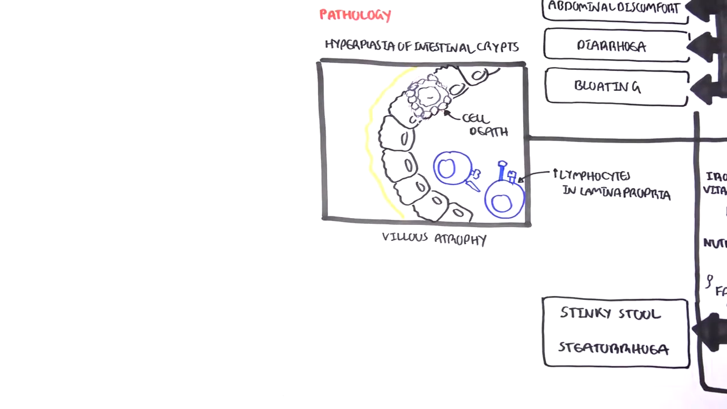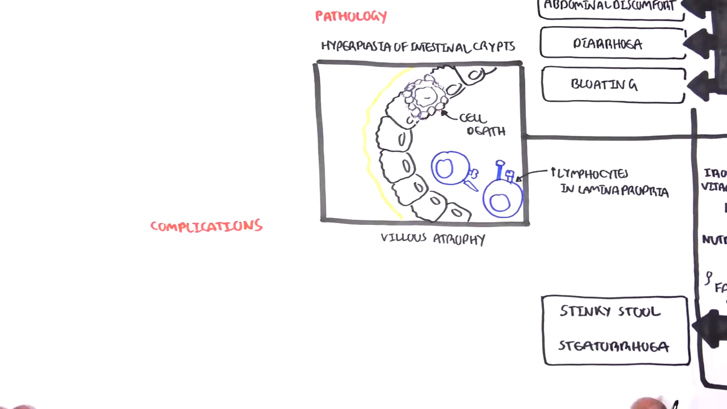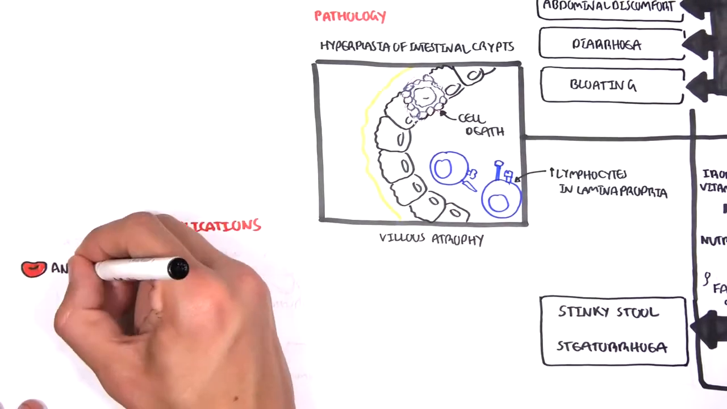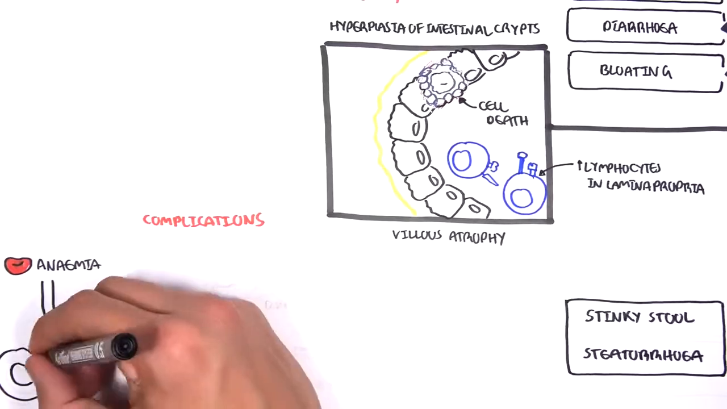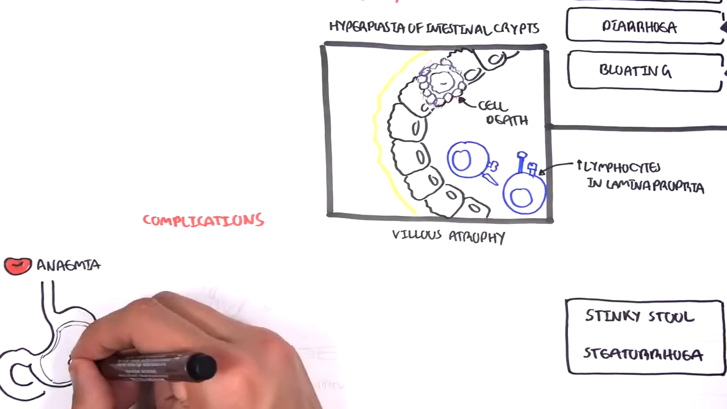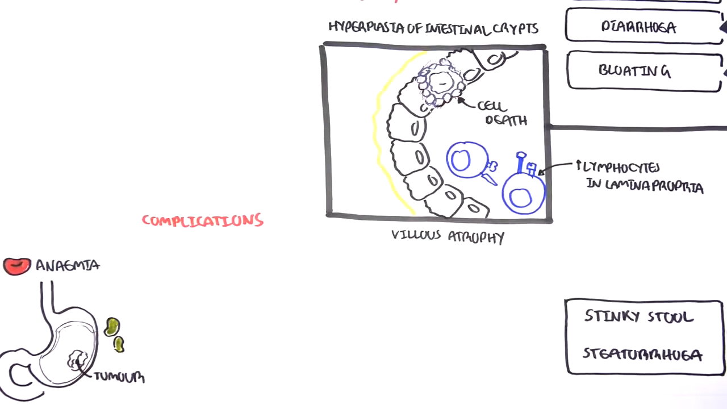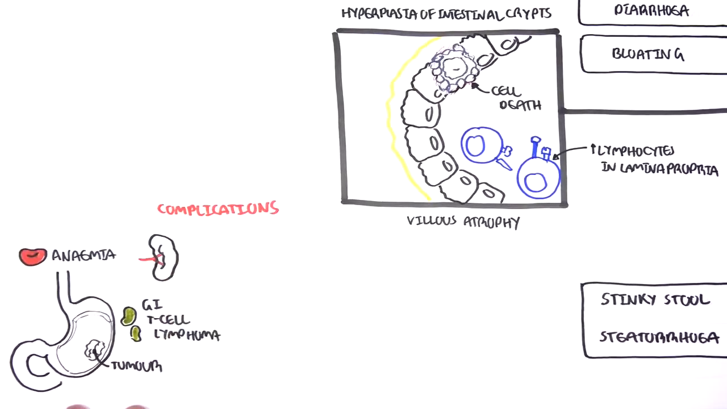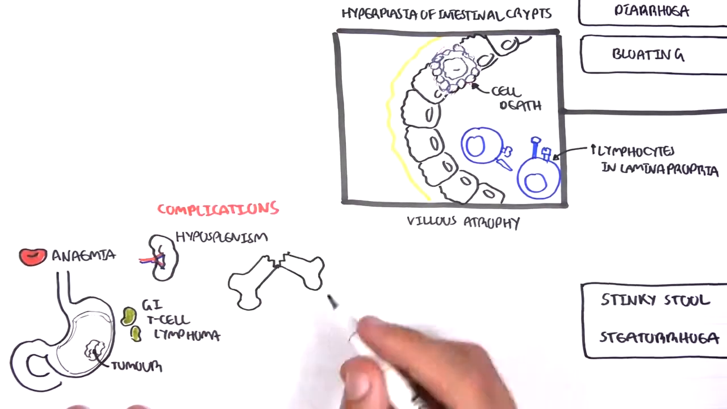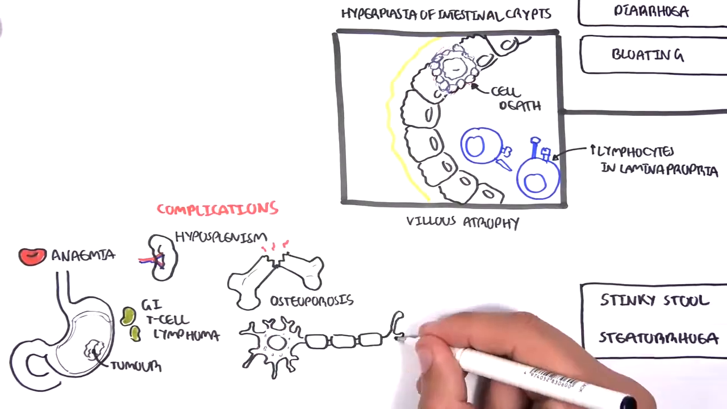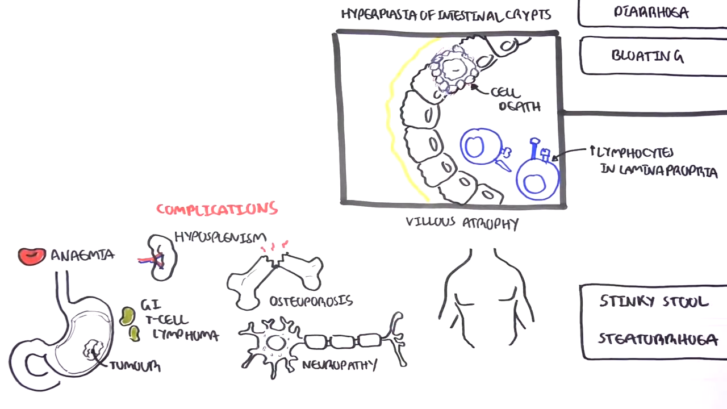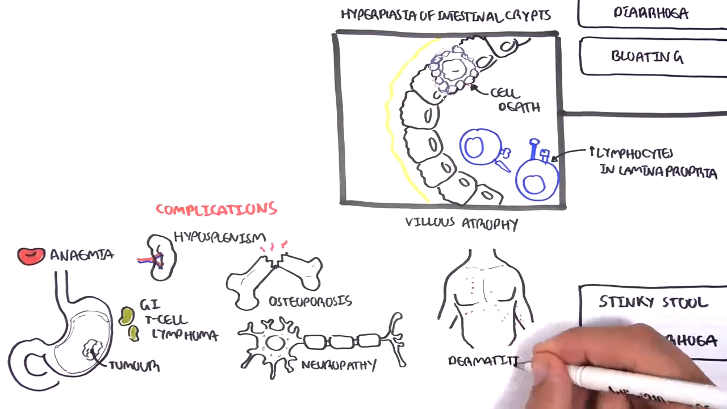Complications of celiac disease can be minor or life-threatening. Complications include anemia. They have an increased risk of developing certain tumors, GIT T-cell lymphomas. They can get hyposplenism, osteoporosis, neuropathies, and dermatitis herpetiformis.